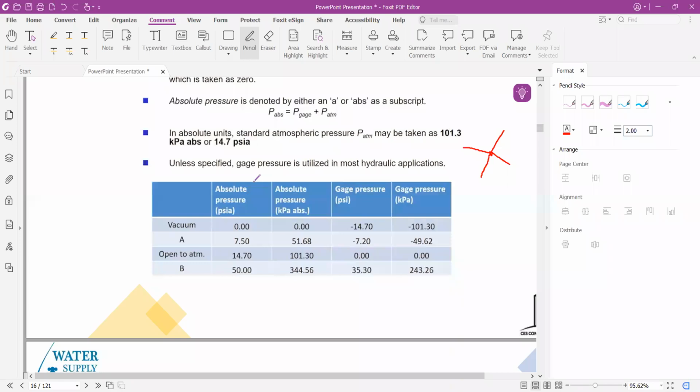So just consider these two units, gauge pressure and absolute pressure in PSIA. If we have a vacuum with an absolute pressure of 0, then we get a gauge pressure of minus 14.7. We know that the atmospheric pressure is 14.7 pounds per square inch. If we have a value of absolute pressure of 7.50, then we just plug these values into this equation and you will get this type of table.